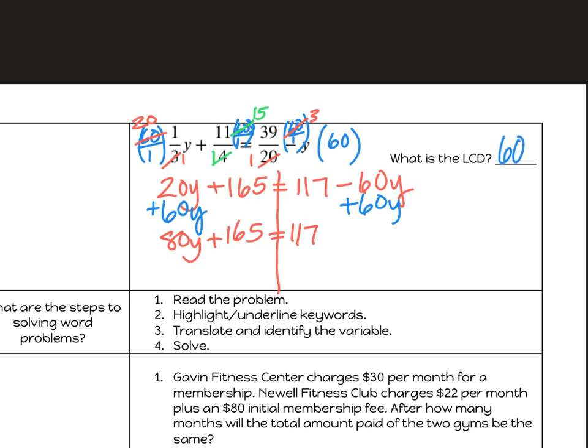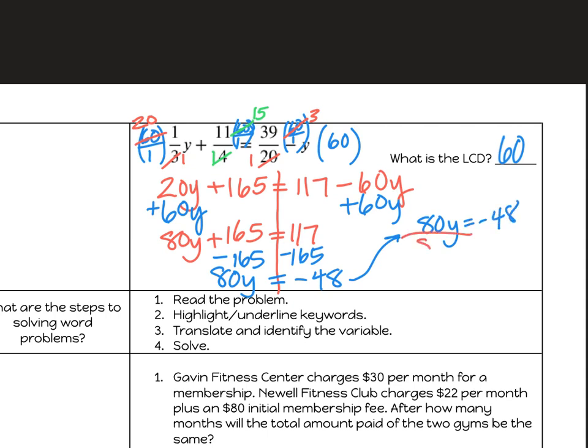Now I'm going to subtract 165 on both sides, and when I do, I'm left with 80y equals negative 48. I'm going to draw an arrow right over here. So I divide by 80, and I get y is equal to negative 48 over 80. Okay, I can simplify. Both of these numbers are divisible by 16, so I can divide each of them by 16, and I'm going to get y equals negative 3/5 and leave it as that fraction.